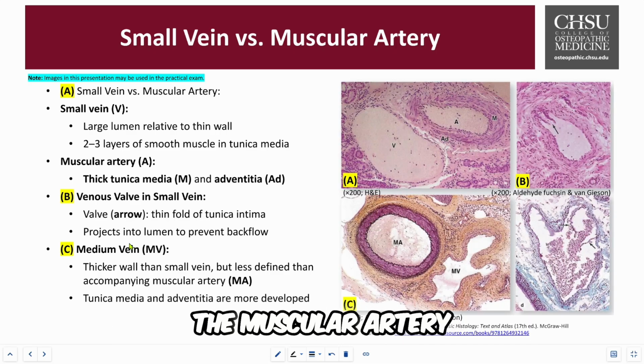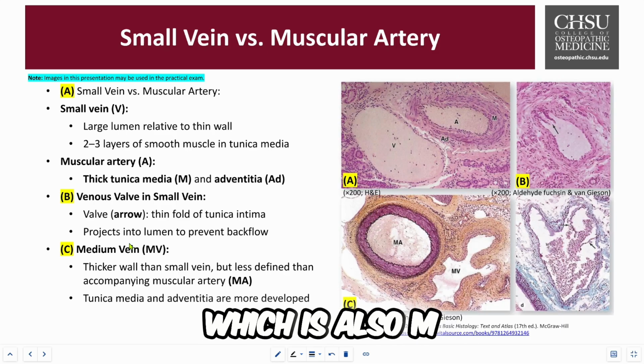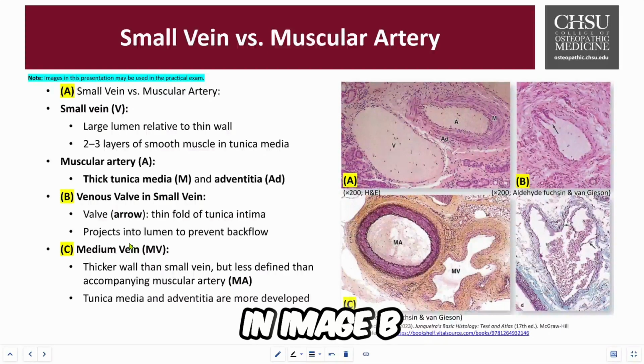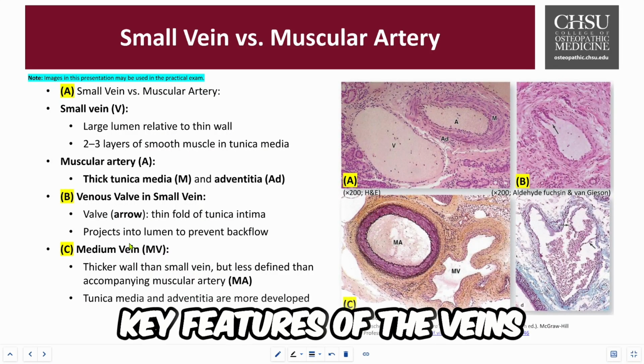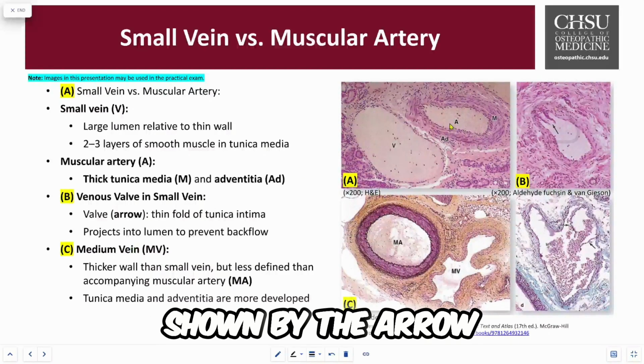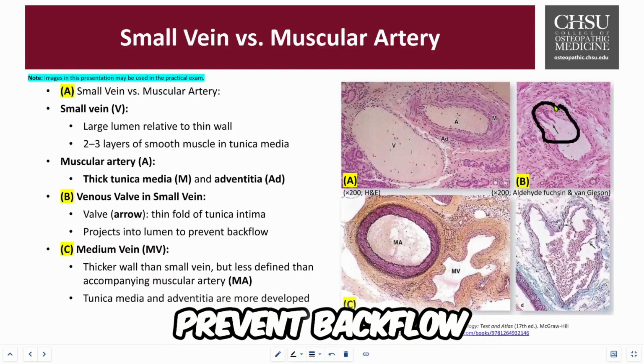In contrast, the muscular artery, which is letter A, has a much thicker tunica media, which is also M, and also thicker adventitia, the AD. In image B, you can see the key features of the veins. There's the venous valve shown by the arrow, which is a thin fold inside the tunica intima that projects into the lumen and helps prevent backflow.